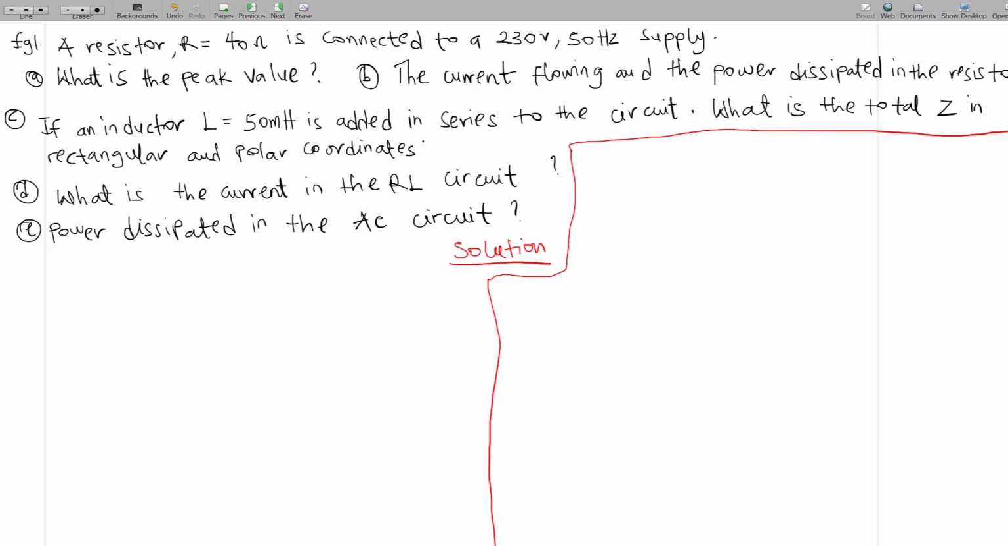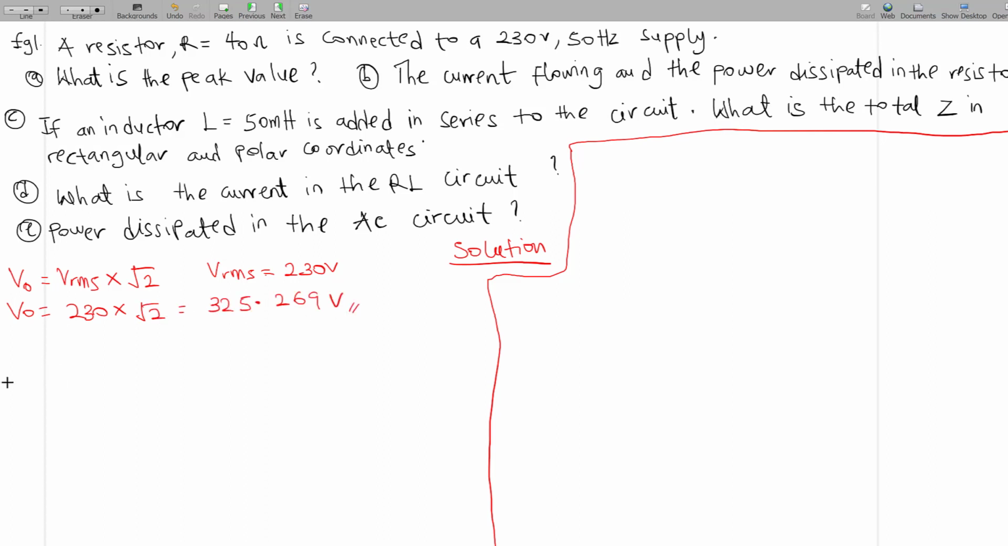Right, so let's start with A. A says we should find the peak value. So we know that the peak value is equal to, in the question we have our VRMS value to be 230 volts. So then the peak value, very simple, will be 230 times root 2.